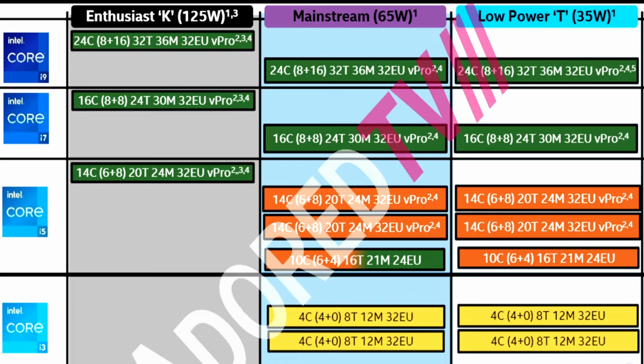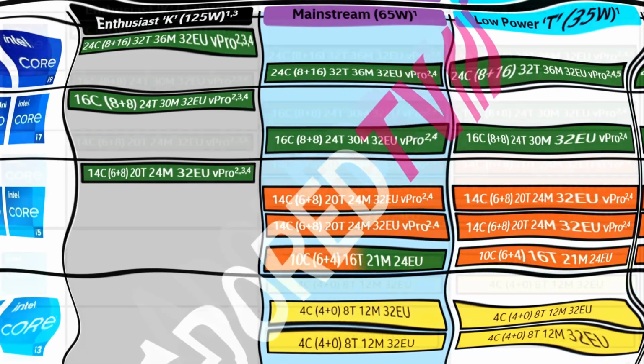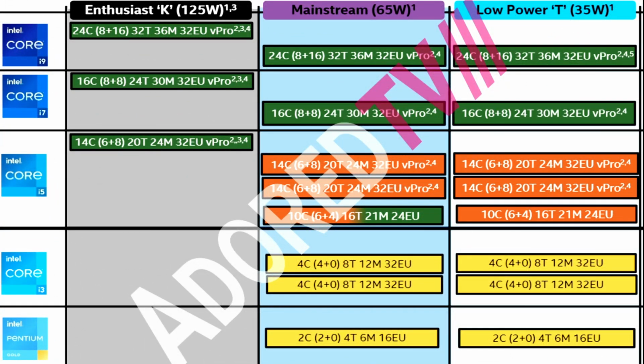Intel Core i9 K-Series, 8 Golden plus 16 Grace, equals 24 cores, 32 threads, 36 megabytes. Intel Core i7 K-Series, 8 Golden plus 8 Grace, equals 16 cores, 24 threads, 30 megabytes. Intel Core i5 K-Series, 6 Golden plus 8 Grace, equals 14 cores, 20 threads, 24 megabytes.